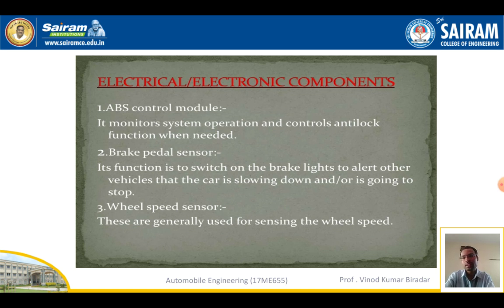Okay, so electrical or electronic components are there. Electronic components are used for this anti-lock braking system also. First one is the anti-lock braking system control module. It monitors the system operation and controls the anti-lock function when it is needed. They will transfer the signal, then it will work. Brake pedal sensor: its function is to switch on the brake lights to alert all the vehicles that the car is slowing down and is going to stop. These sensors are fixed on all four wheels. It will sense the signal to stop the wheel. Wheel speed sensors are generally used for sensing the wheel speed. Some wheel sensors are also used for running fast and stopping the vehicle.